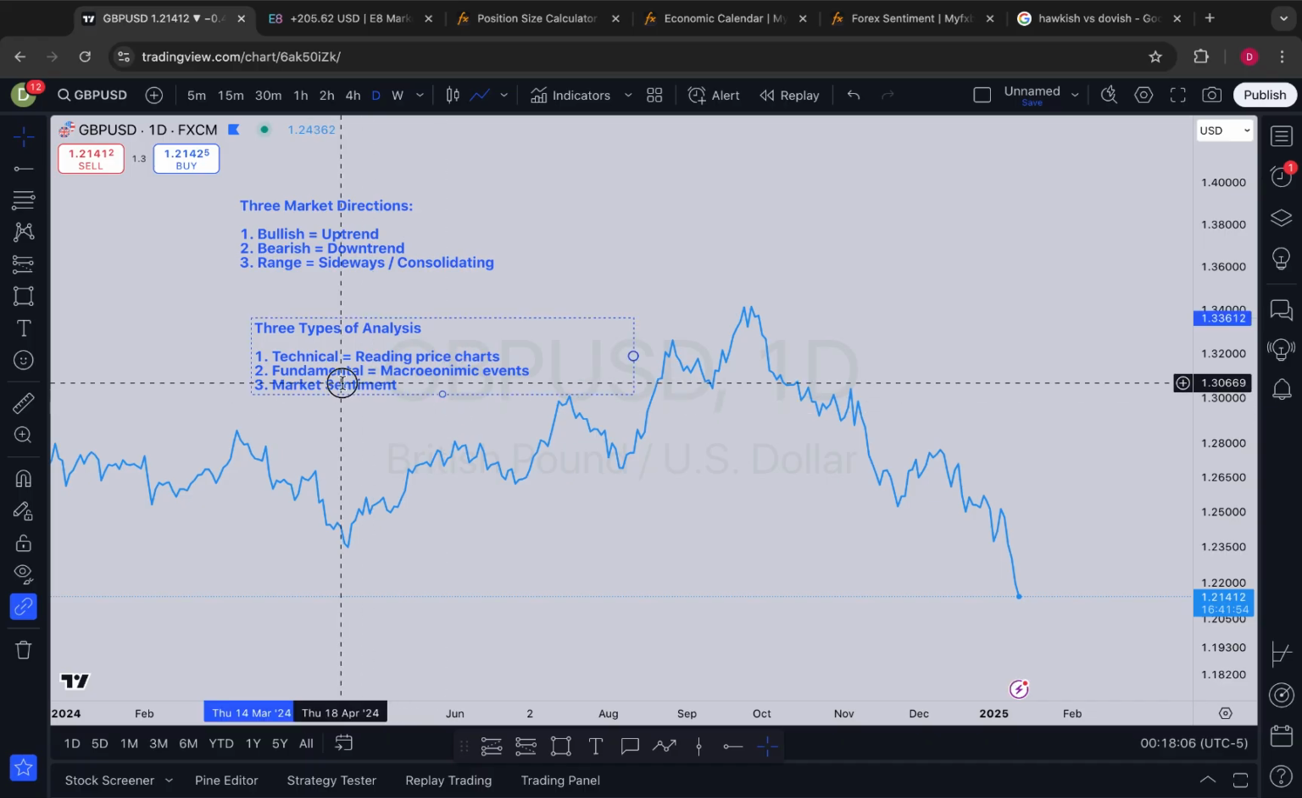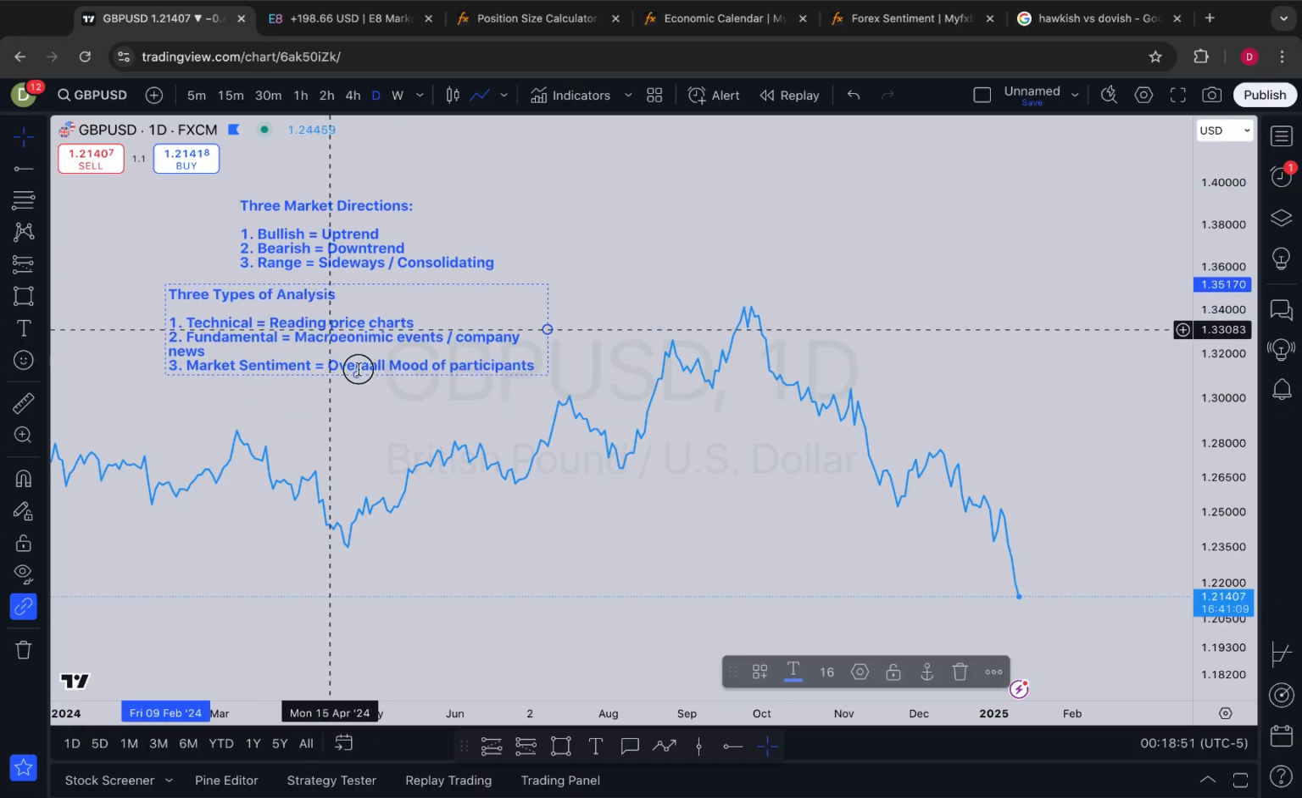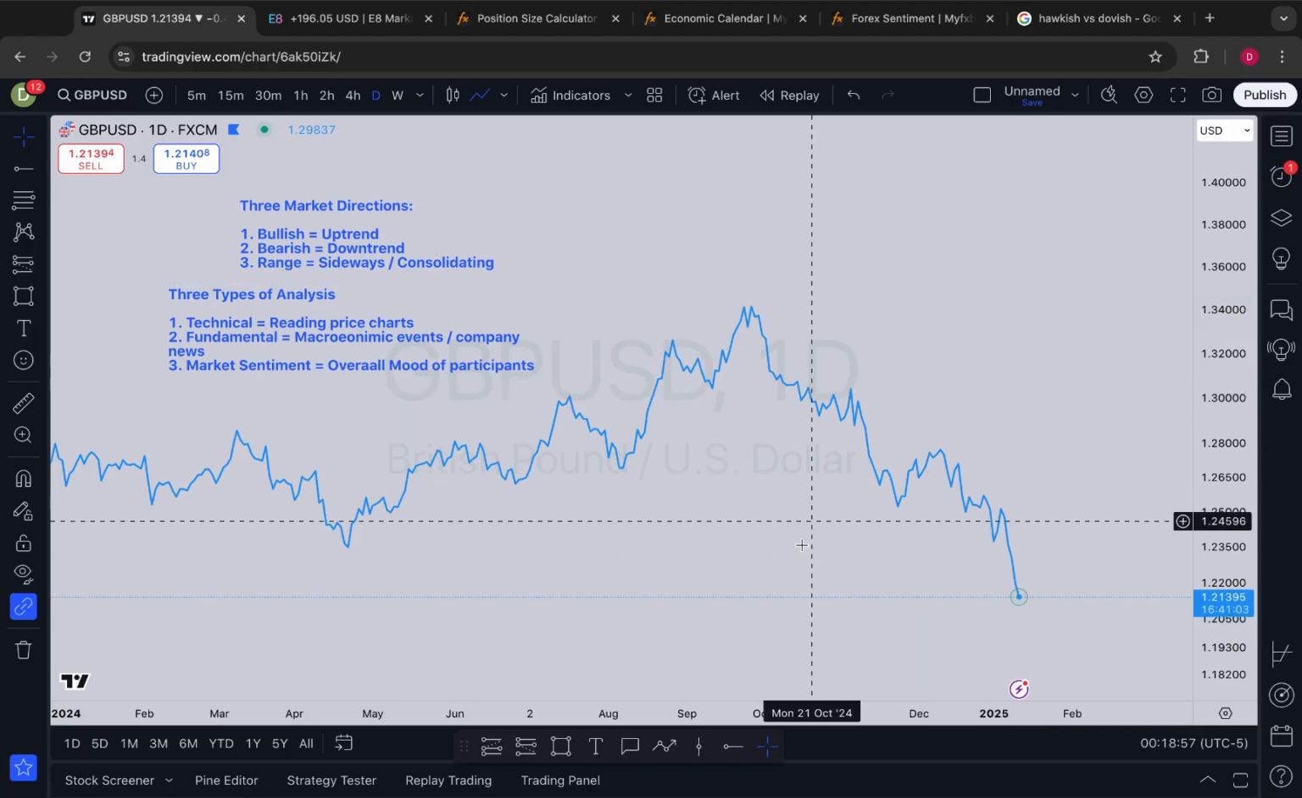I'm leaving it. Fundamentals, macroeconomics, macroeconomic events. That's company news. And then we have market sentiment, which is the overall mood of participants. I'll just write participants. When I say participants, I mean like investors, banks, other large hedge funds, companies, people who are participating in the market. What is the mood on the ground?